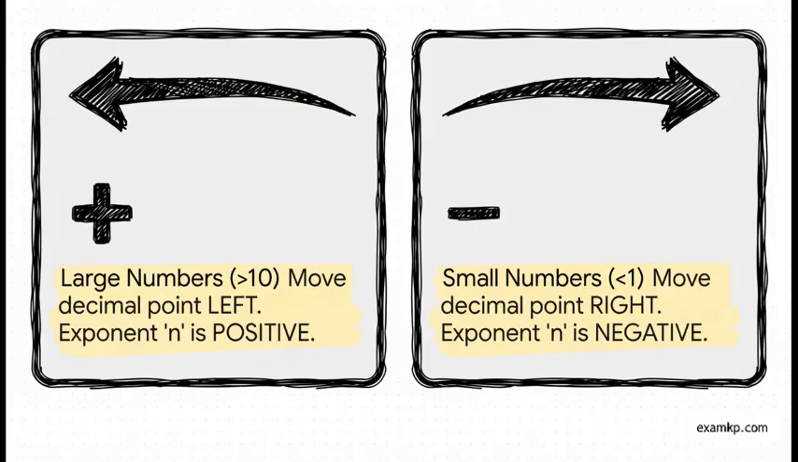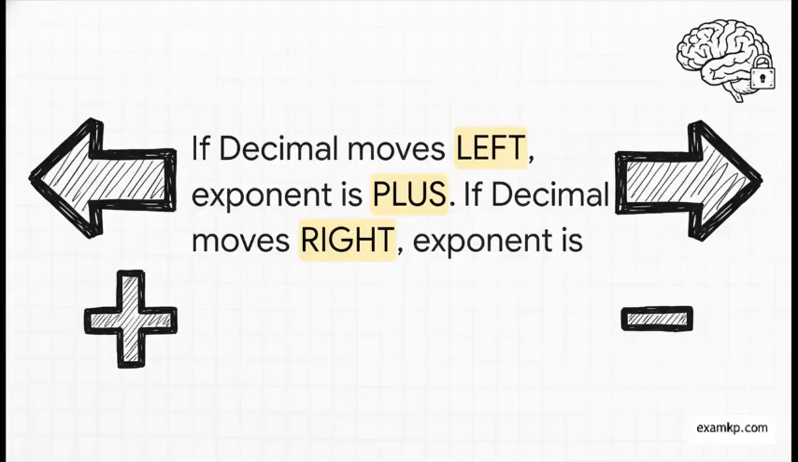Easy enough. Now, this is a game changer, you guys. This is a super simple rule that tells you if your exponent, n, should be positive or negative. So look, when you're converting a big number like 5 million, you move the decimal point to the left, and your power of 10 will be positive. But for a tiny number like 0.005, you move the decimal point to the right, and the power will be negative. Simple, right?